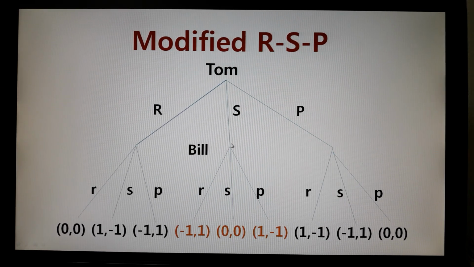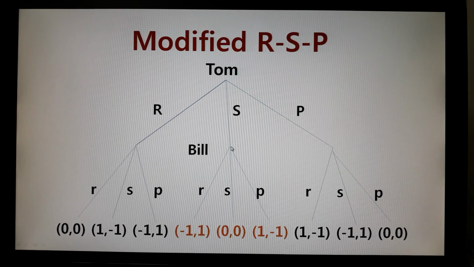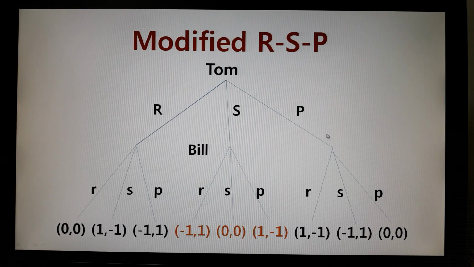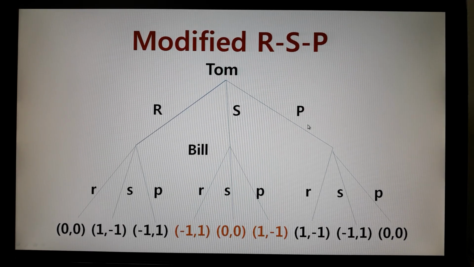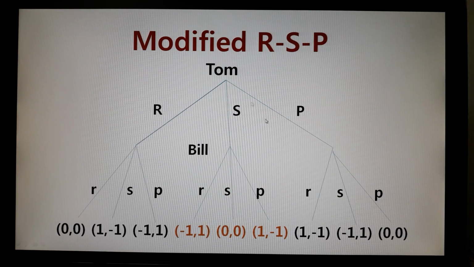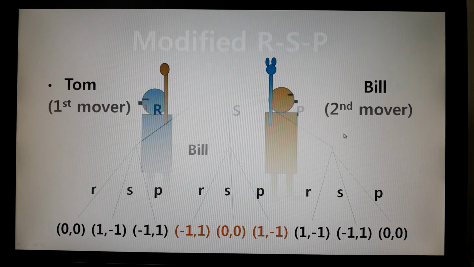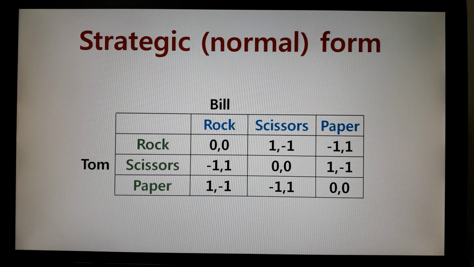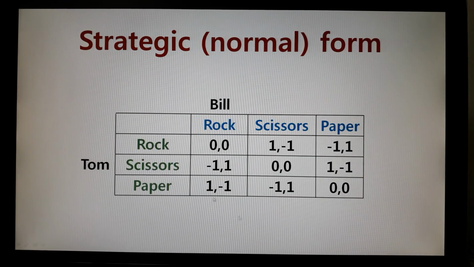Tom chooses scissor. Bill knows that Tom has chosen scissor. What would you choose? Rock. Tom chooses paper. Bill already observed that paper was chosen. What would you choose? Scissor. So it's a no-brainer that if this game is being played, Bill would always be winning. Tom is hopeless. This is not the same game we watched in the strategic form of rock, scissors, paper.